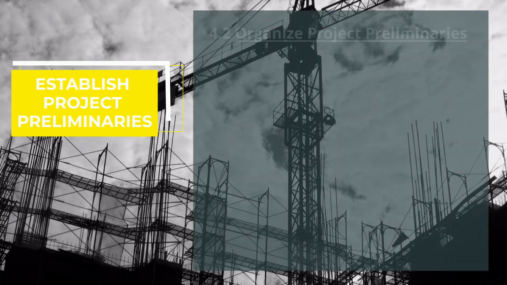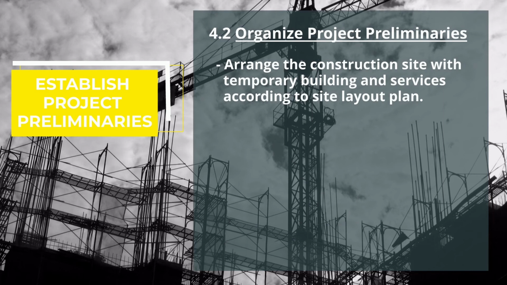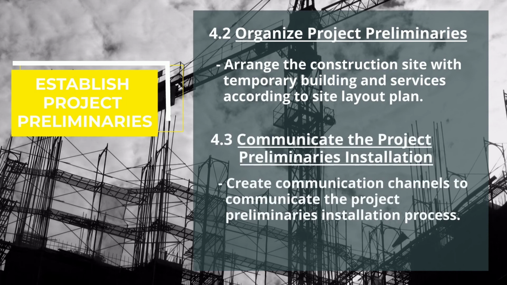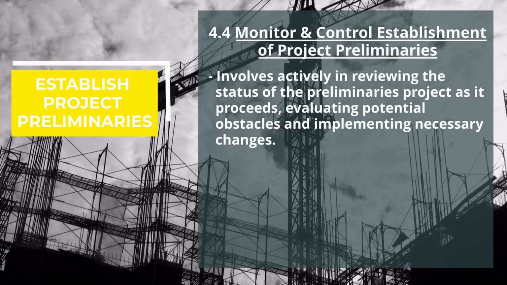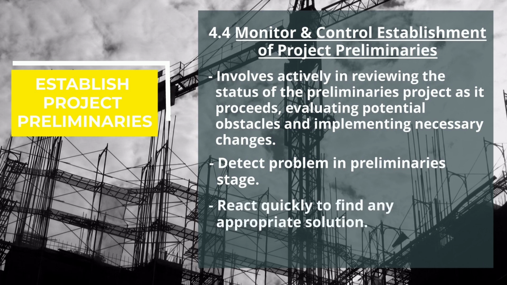After planning, we need to organize project preliminaries by arranging the construction site with temporary building and services according to site layout plan, and it should be done by professional to ensure safety among workers. Next, we will communicate the project preliminary installation by creating communication channels to communicate the project preliminary installation process to project implementation team and to assign the task to the responsible worker. Lastly, monitor and control establishment of project preliminaries. The project monitoring and controlling involves actively reviewing the status of the preliminaries project as it proceeds, evaluating potential obstacles, and implementing necessary changes. It is easier to detect problem in preliminary stage and react quickly to find any appropriate solutions.